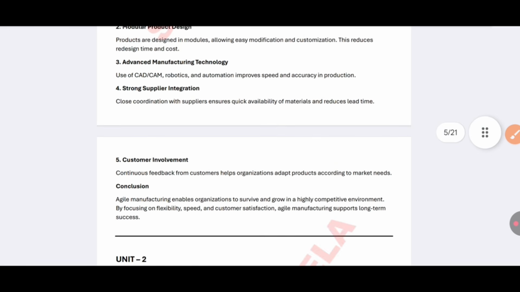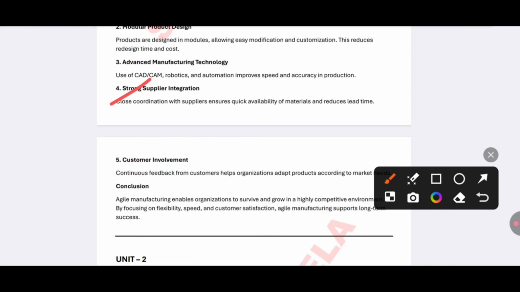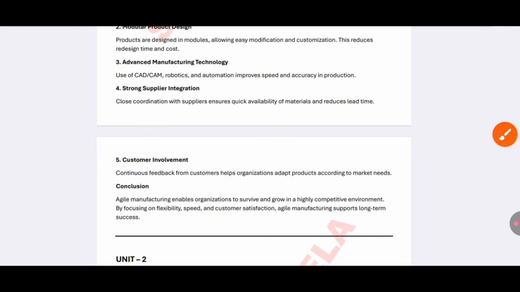Next one, strong supplier integration. That means quick availability of the materials and resources you want, to reduce the lead time. Next one, customer involvement. Reaching customer feedback helps the organization adapt to market needs. Therefore agile manufacturing is one of the most important things for organizations to survive and grow in a competitive environment. Without agile manufacturing, we cannot succeed. It provides flexibility, speed, customer satisfaction, etc., and it shows long term success.